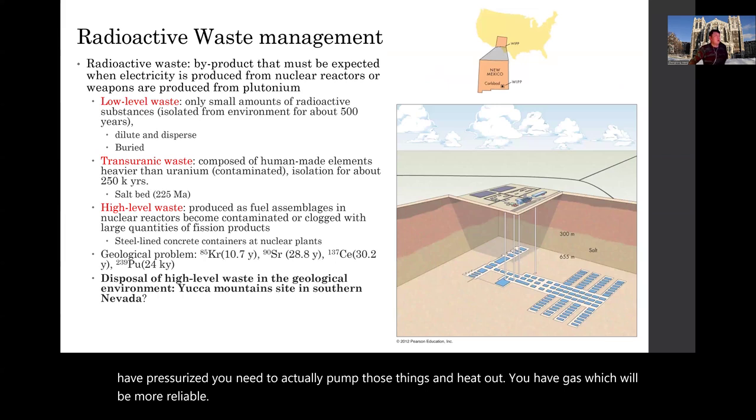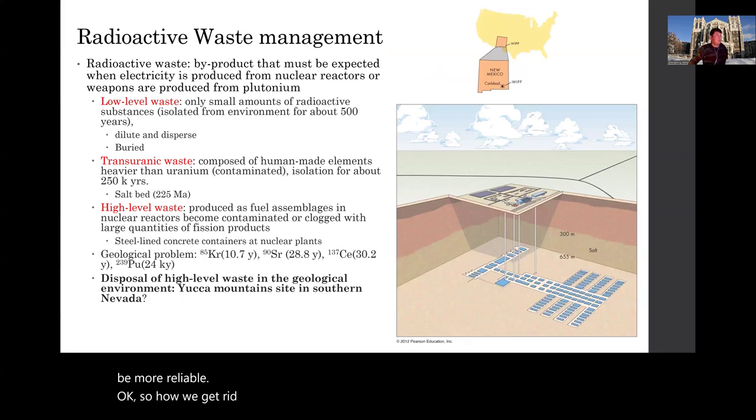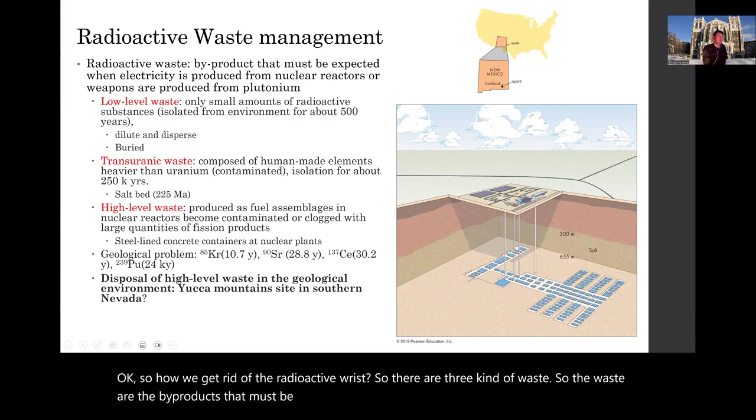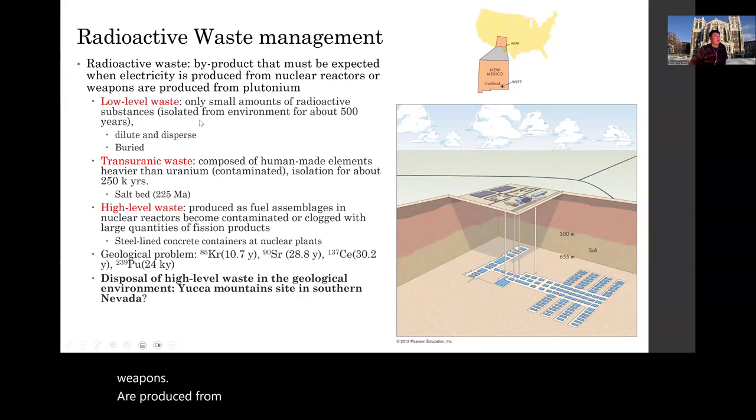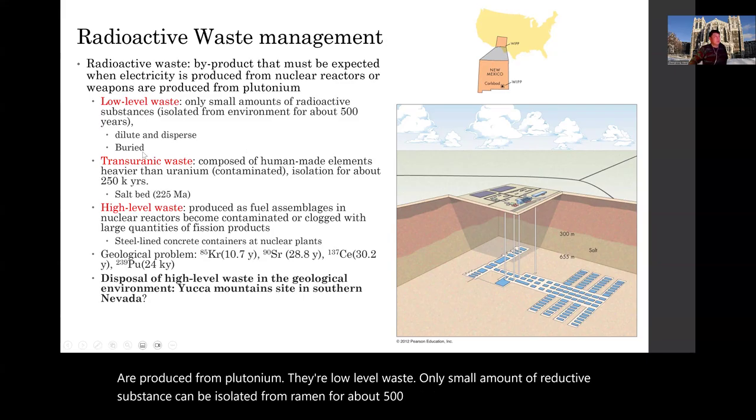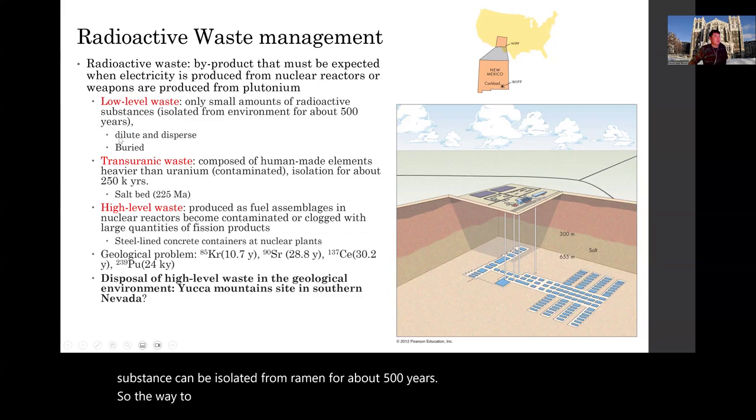Okay, so how do we get rid of the radioactive waste? There are three kinds of waste. The waste are the byproducts that must be extracted when electricity is produced from nuclear reactors or weapons. They're low-level waste, with only a small amount of radioactive substance, which can be isolated from the environment for about 500 years. The way to treat this, we call dilute and disperse, and we bury them.